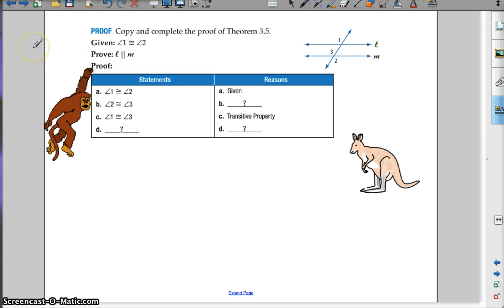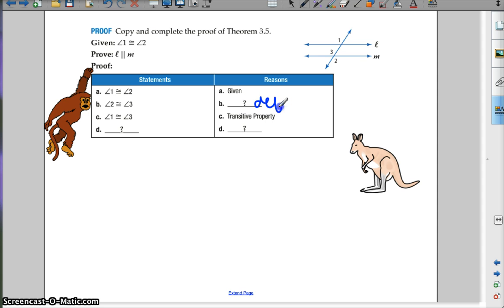Okay, the next one, copy and complete the proof. This is of theorem 3.5 in your packet. Go ahead and pause the video. All right, so we know angle 1 and angle 2 are congruent to each other because that's given. How can we say that angle 2 is congruent to angle 3? It is because of the definition of vertical angles.